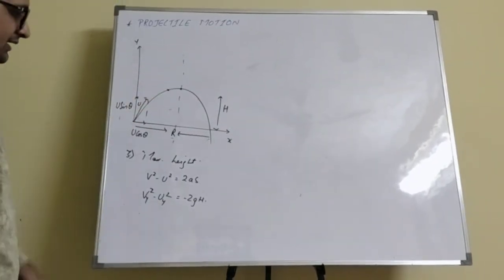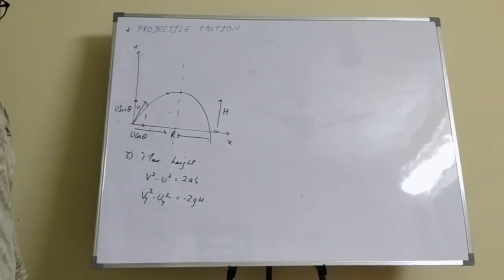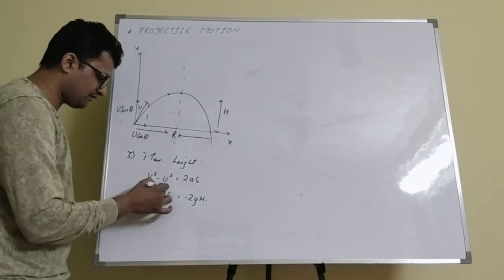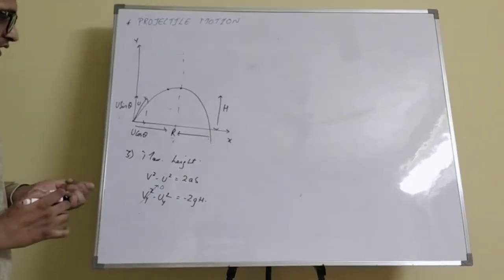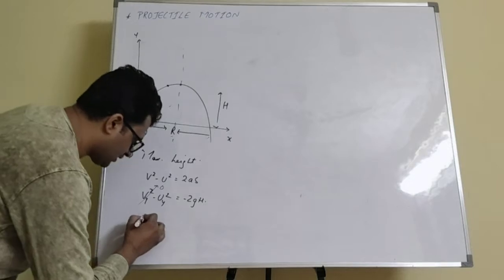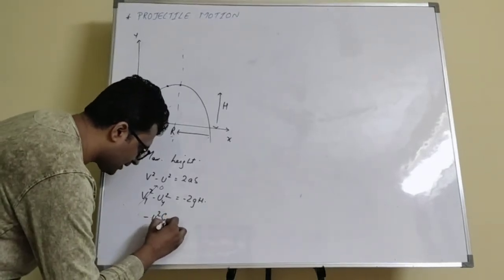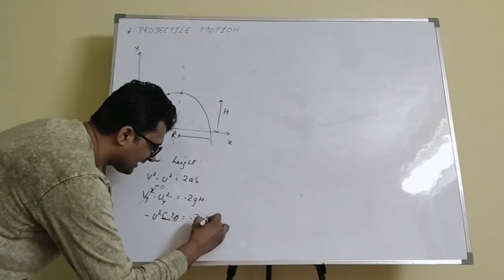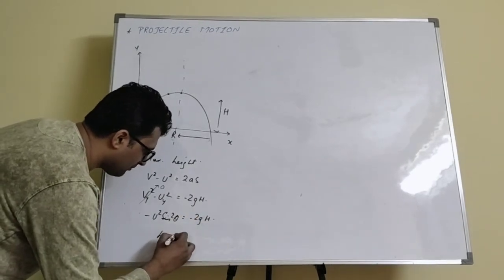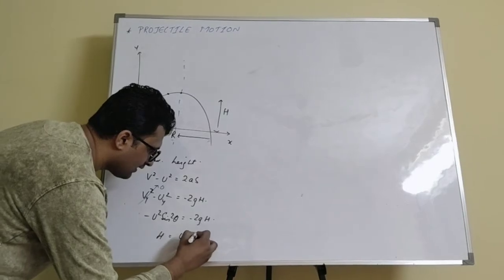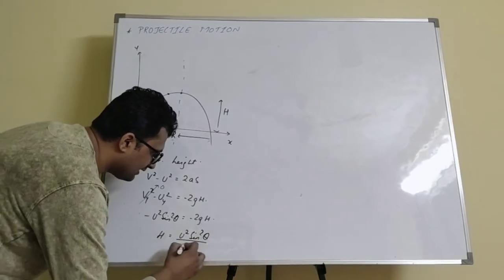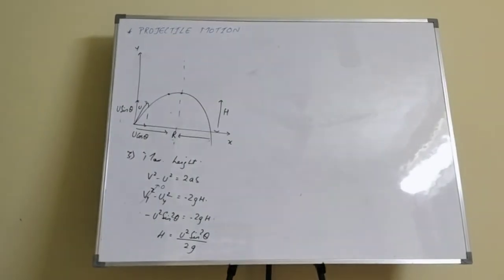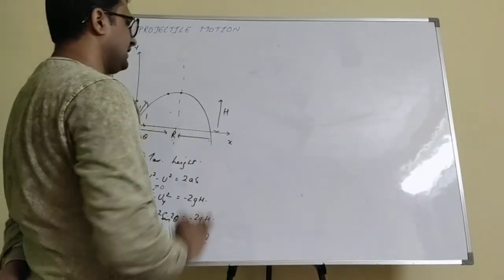At maximum height, velocity in y direction is 0. We already know that. So velocity in y direction equals 0. What's the initial velocity in y direction? Very good, u sin theta. So it will become minus u square sin square theta equals minus 2g capital H. So capital H, or maximum height, will be u square sin square theta divided by 2g. This is the maximum height achieved by the projectile.